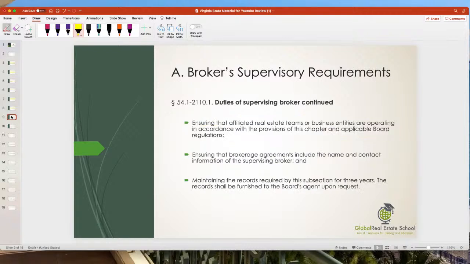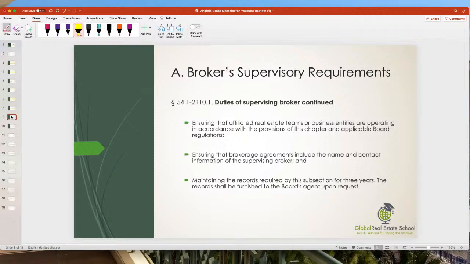So I'm going to move over now. A couple more things. Ensure that affiliated real estate teams and entities are operating in accordance with the Virginia license law. Ensure that brokerage agreements include the name and the contact information of the supervising broker, and maintain the records.